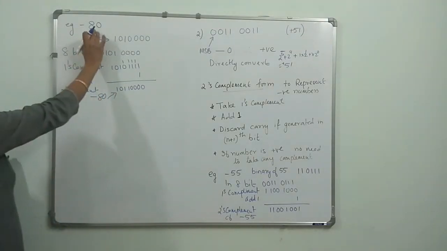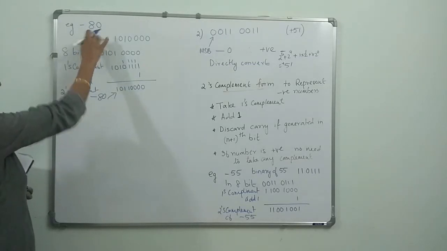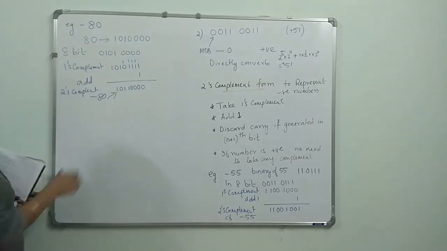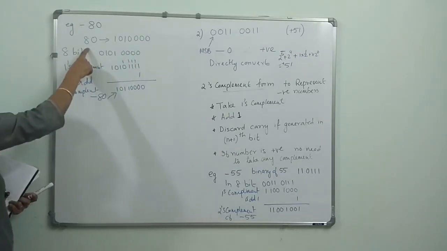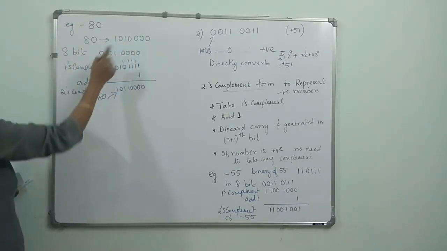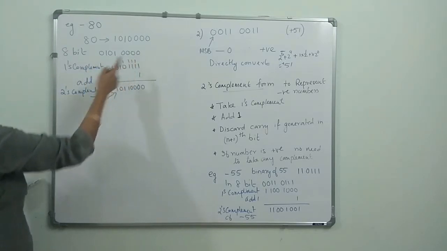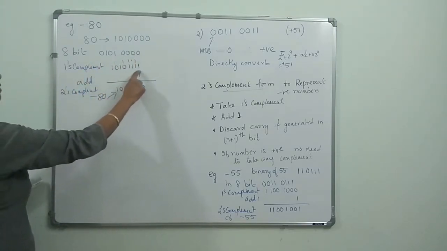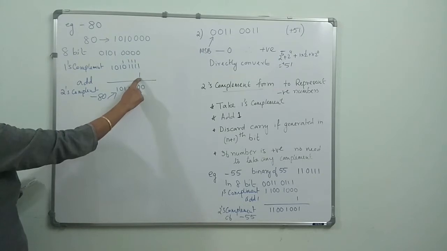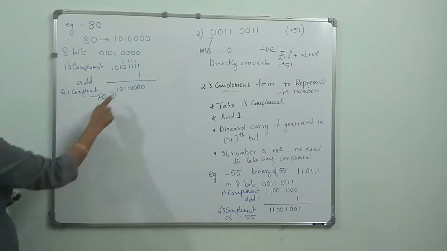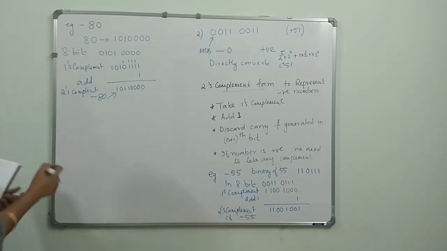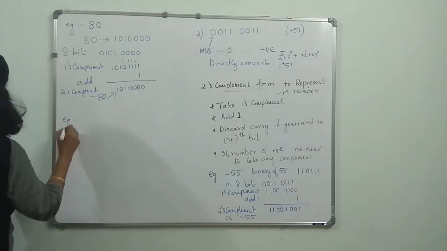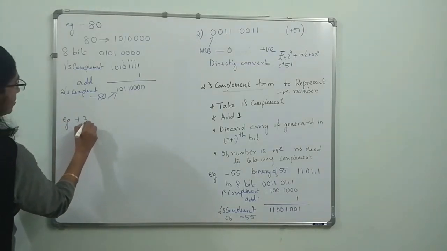So what did we do? Minus 80 we had to represent in the 2's complement form. So we wrote down the binary form of 80, converted it into the 8-bit format, took 1's complement, and added 1. When you add 1, you get this. This is the 2's complement of minus 80. One more example we'll do. Now the case is plus 32.